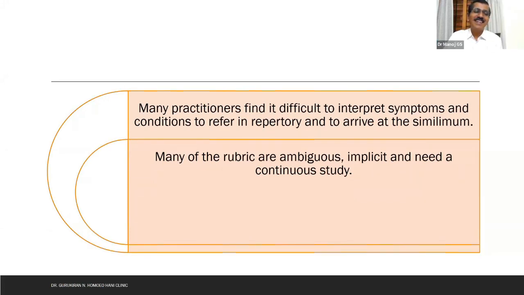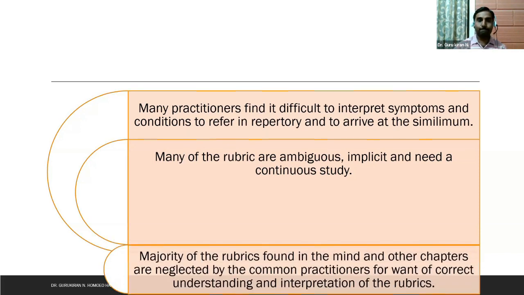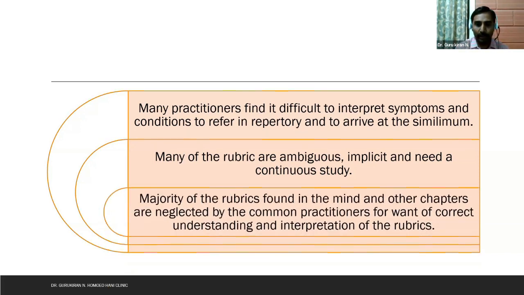Okay, fine. Many of the rubrics are ambiguous, implicit, and need a continuous study. What is ambiguous? Ambiguous is a rubric having two or more meanings to a particular word. And implicit, as we all know, needs a continuous study. And the majority of the rubrics found in the mind and other chapters are neglected by common practitioners for want of correct understanding and interpretation of the rubrics. This point is very, very important.